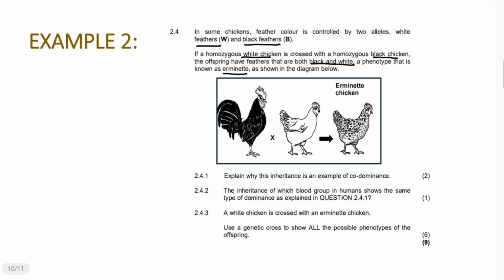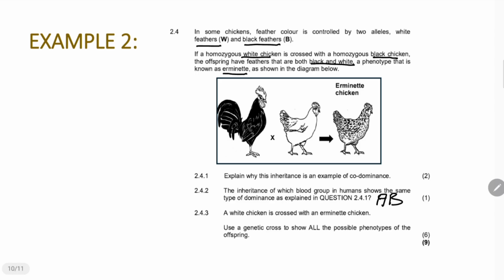2.4.2. The inheritance of which blood groups in humans show the same type of dominance as explained in question 2.4.1. So we actually see codominance in blood group AB. We're going to cover this later. We're going to show codominance with blood group AB, right?